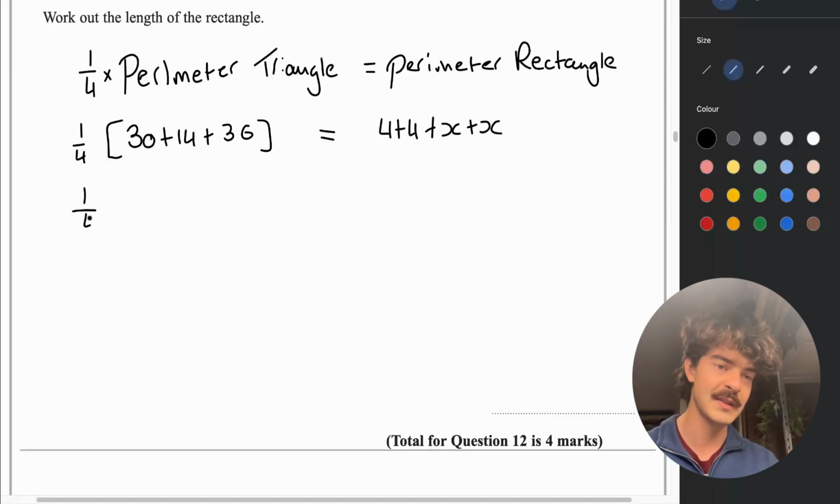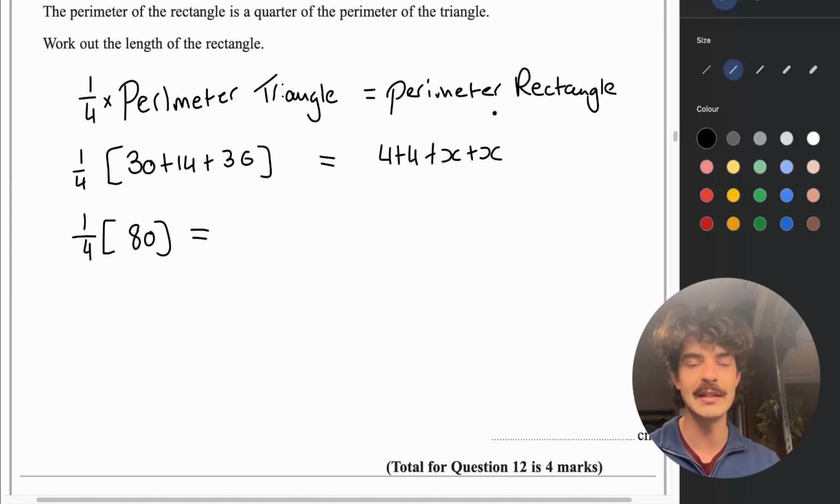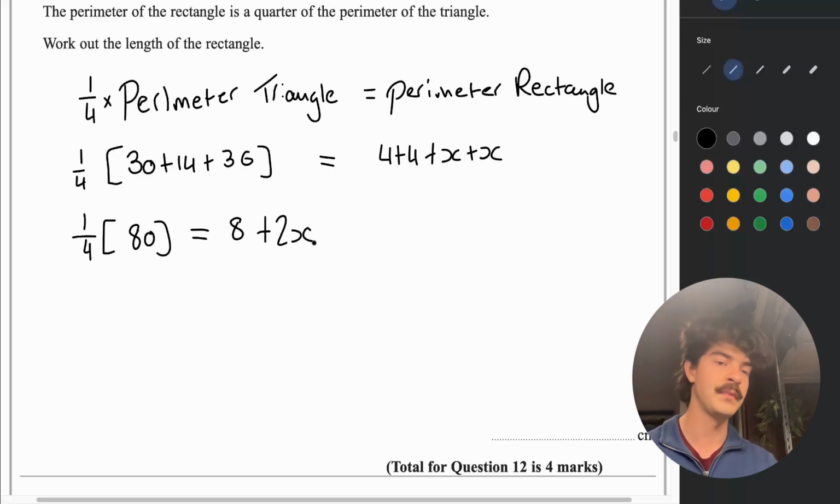So let's just run through the maths here. We've got 1/4 of everything that was happening in here. So this is maybe a little bit hard to work out, but 14 plus 36 is 50. 50 plus 30 gives 80. And this is all going to be equal to everything on the right-hand side. 4 plus 4 is 8. x plus x is 2x.